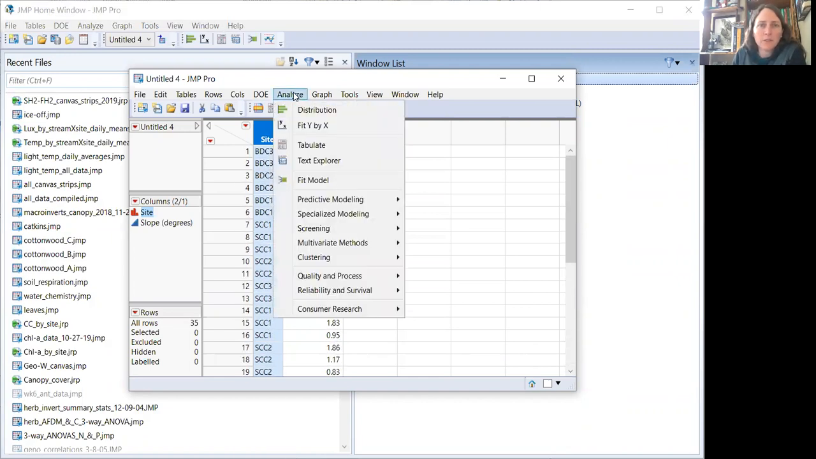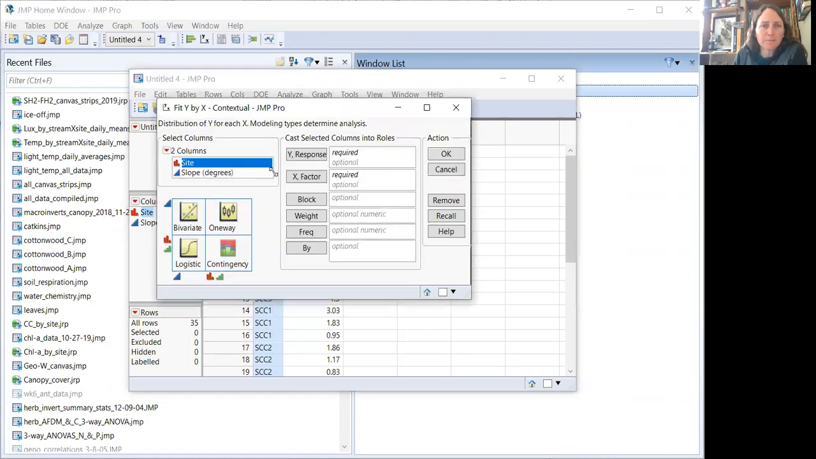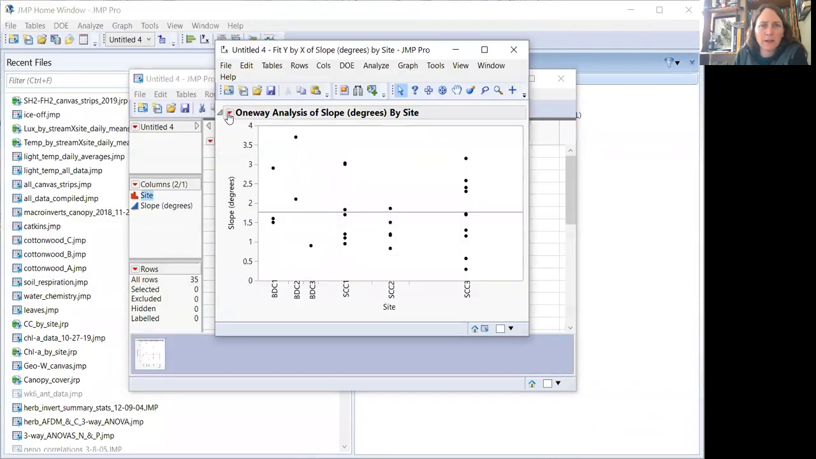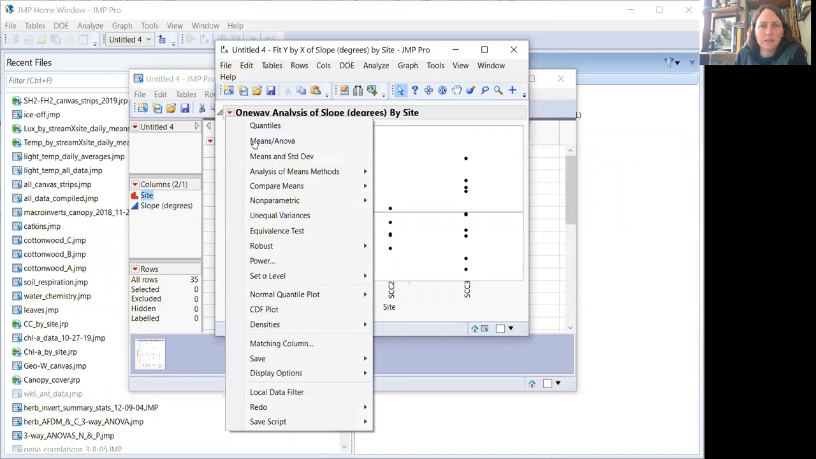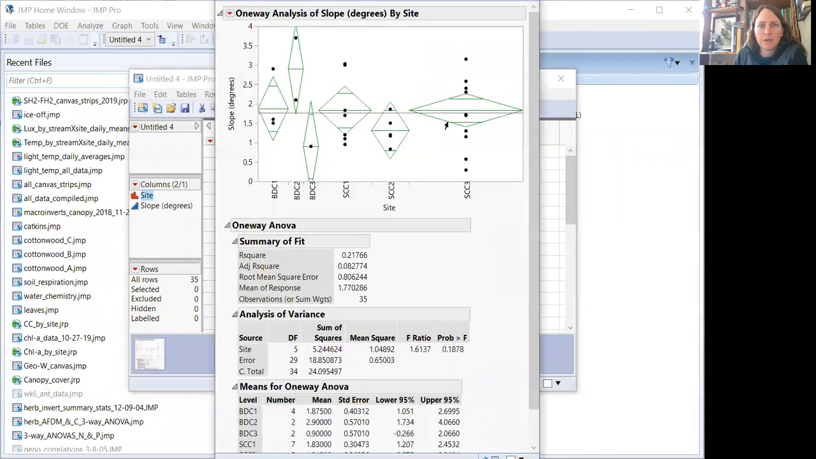I'm going to use an ANOVA, so I say fit Y by X. Site here, and slope is Y. And now I would go and fit an ANOVA, means ANOVA. And I can see there's some variation in slope. My R-square, 0.21, so I'm only explaining about 21% of the variation in slope. My F ratio is 1.6, and you can see my p-value is 0.18.